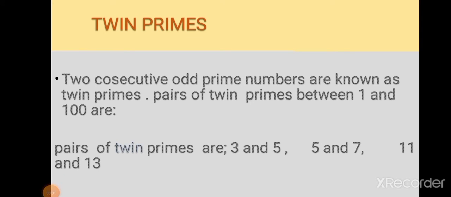Twin primes. Two consecutive odd prime numbers are known as twin primes. See here, twin primes 3 and 5. Consecutive means serial numbers, continuous numbers. For example 1, 2, 3 are all serial numbers, right? So 3 and 5 are consecutive prime numbers. Between 3 and 5 we get 4, which is not a prime number, so the consecutive odd prime numbers are 3 and 5.